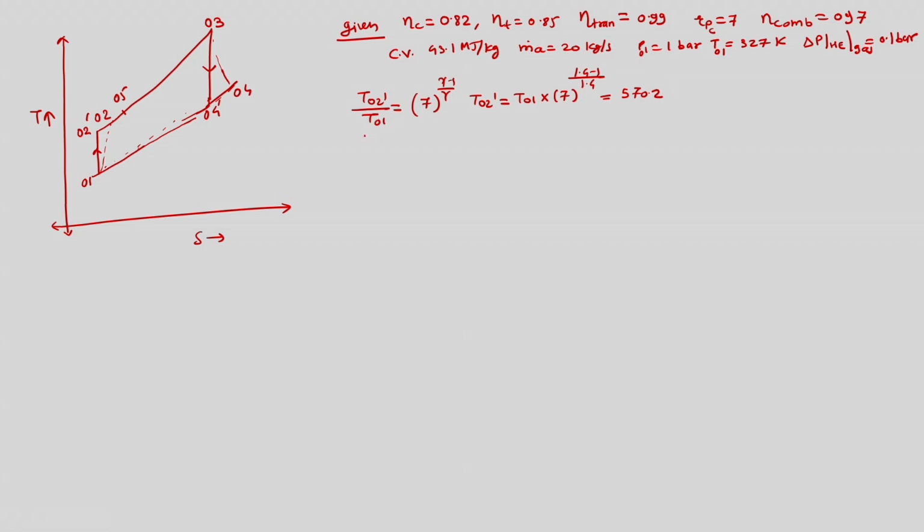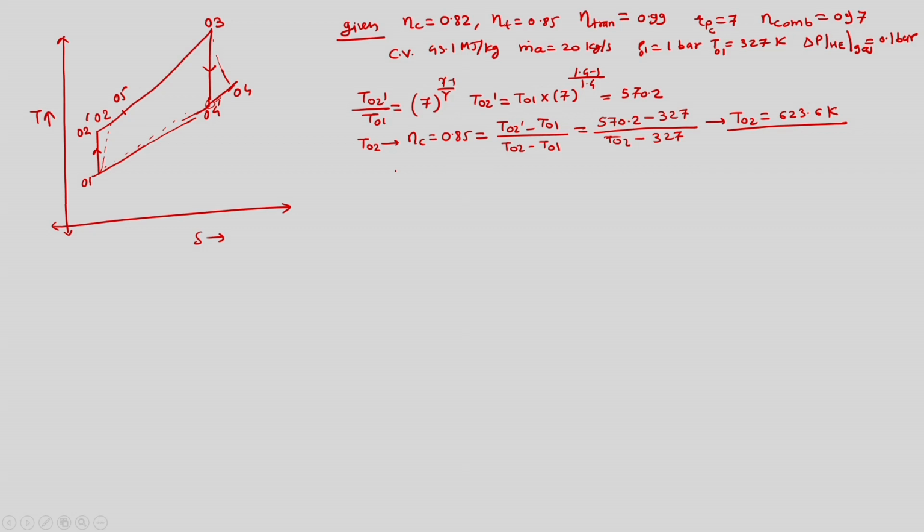and this gives us T02 dash as 570.2, and we can calculate T02 from here using the compressor efficiency, and it is 0.85, that is equal to T02 dash minus T01 divided by T02 minus T01. So, T02 dash is 570.2 minus T01 which is 327, divided by T02 minus 327, and this gives us T02 as 623.6 Kelvin.